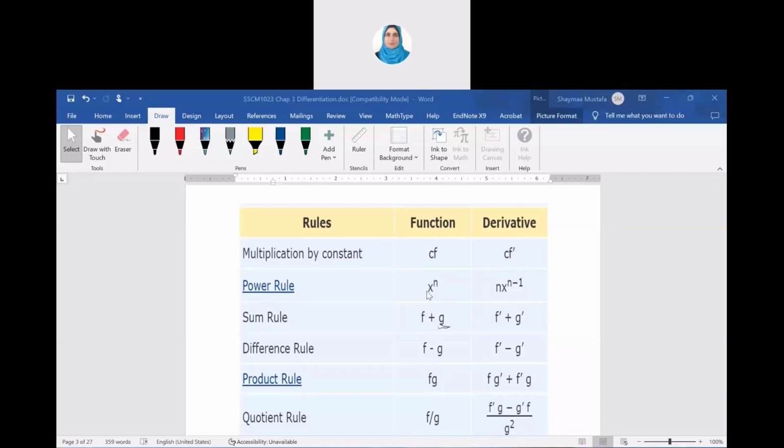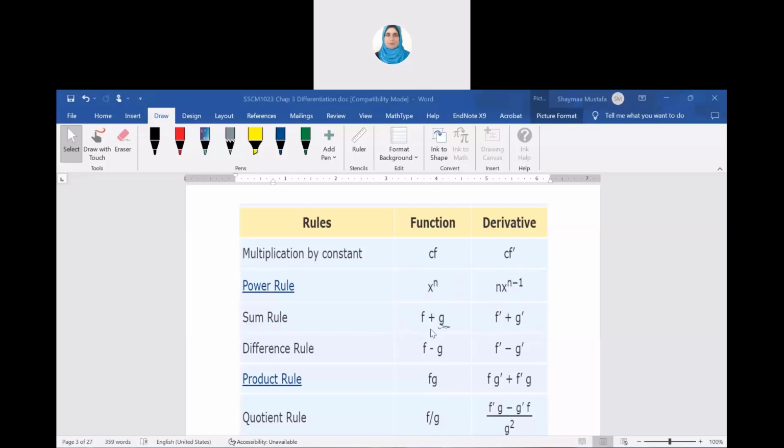If you have the power function x to the power n, then the n will be multiplied by x, and the new power will be decreased by 1, n minus 1. Just now we did x squared will become 2x, 2 minus 1 is 1. x cubed, if n equals 3, then n here will be 3, and 3 minus 1 is 2, so 3x squared.